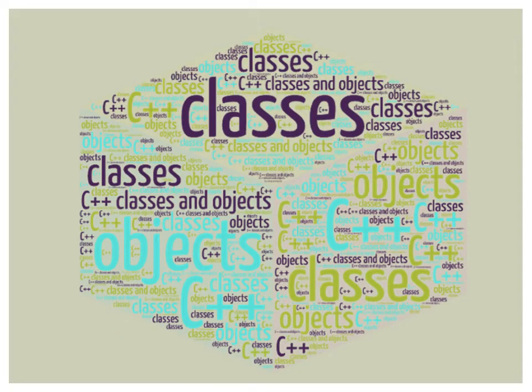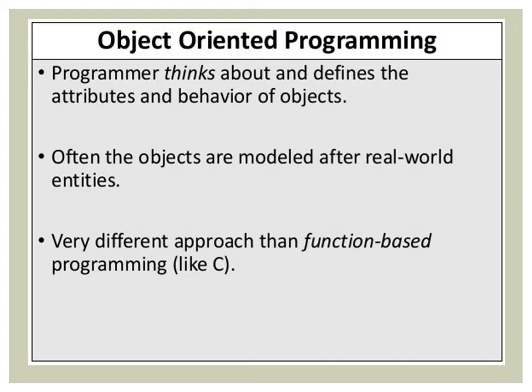Now we are going to discuss the class. Class is one of the concepts of object oriented programming. When the programmer thinks about and defines the attributes and the behavior of the object, often the objects are modeled after real world entities. Okay, a very different approach than function based programming.